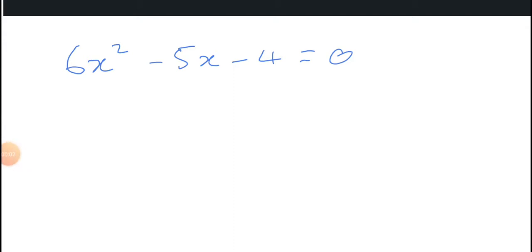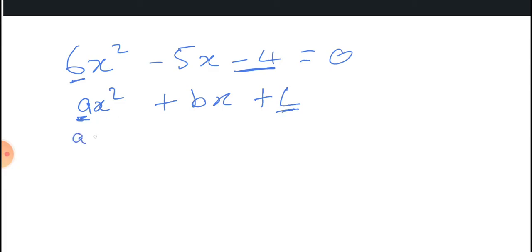So we want to solve this quadratic equation. We know it's a quadratic equation, and all quadratic equations have the form ax squared plus bx plus c. So in this question, a is 6 and c is minus 4. We're going to start off by saying, what is a times c?